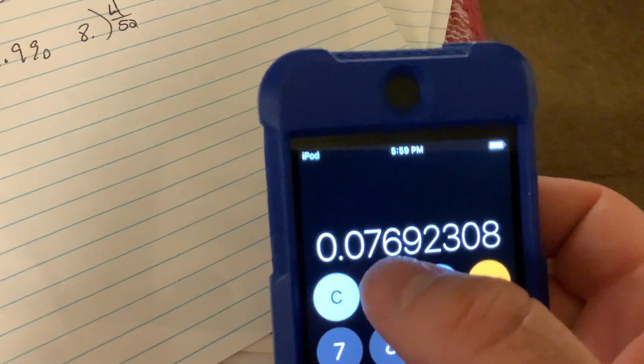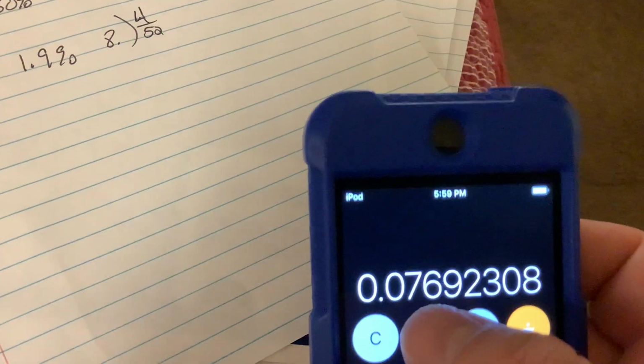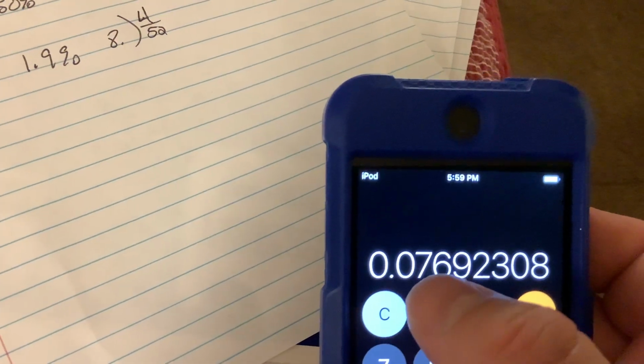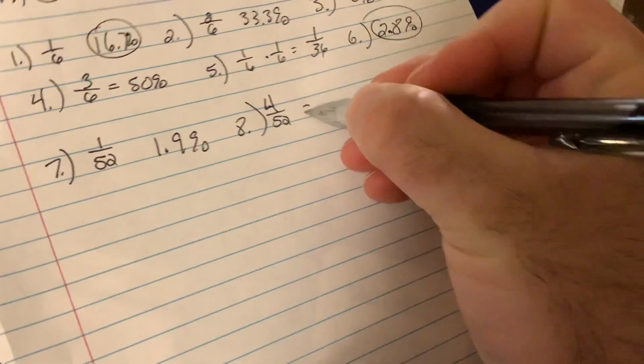Move the decimal twice, you have a 7.7%. Rounded, so you move it twice, and then the 6 goes up to a 7 because that's a 9. So 7.7%.